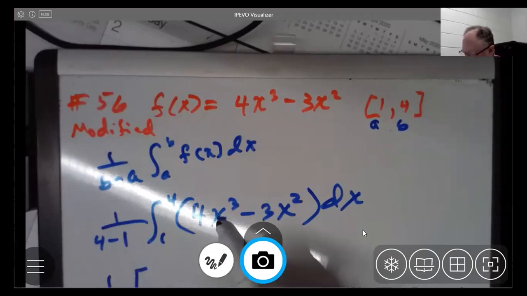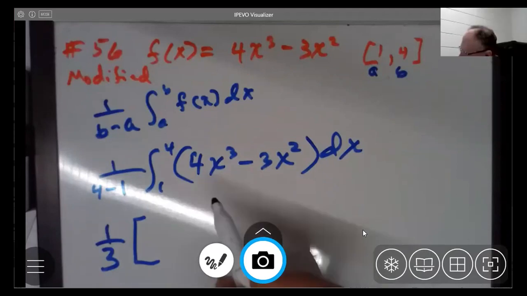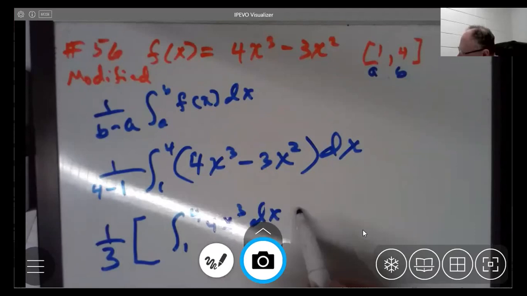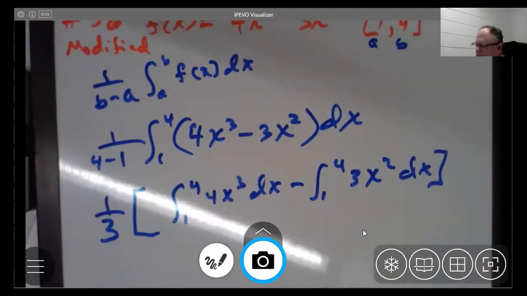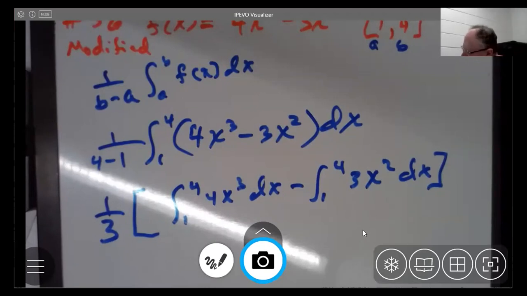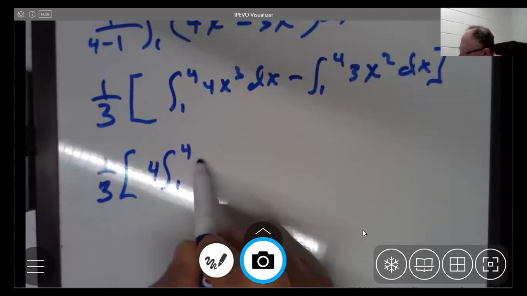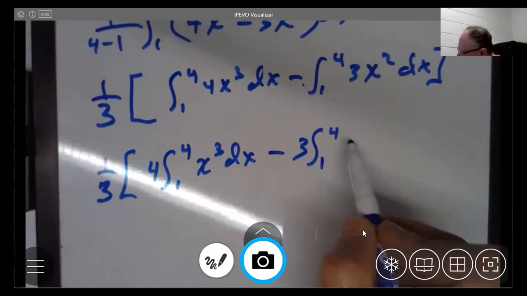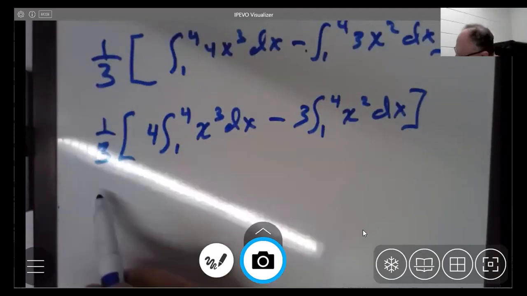And then the integral here will be, can you bring your board up a little bit? Yeah, there we go. So this will be the integral from 1 to 4 of 4x cubed dx minus the integral from 1 to 4 of 3x squared dx. So I took this and I split it, and all this is multiplied times 1/3. This 4 can come out in front of the integral from 1 to 4 of x cubed dx, and this 3 can come out in front of the integral from 1 to 4 of x squared dx. Okay, so from here, this will be 1/3.